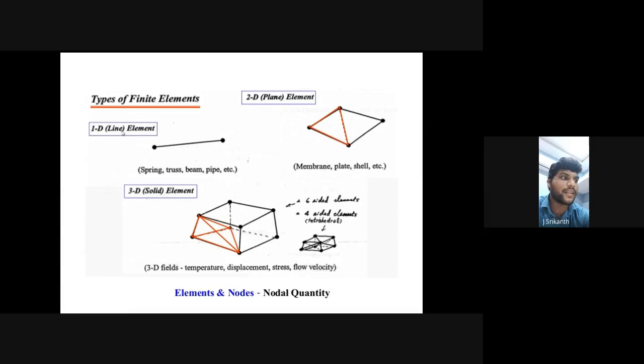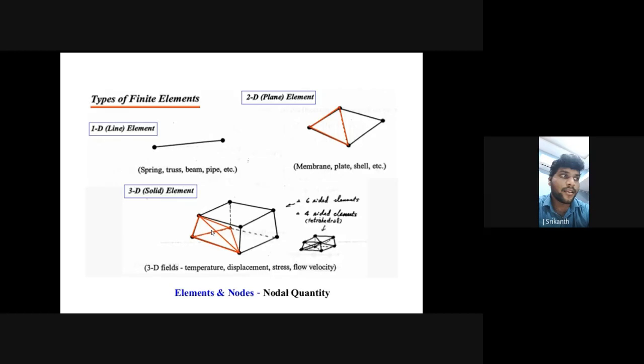That means one dimensional. And then two dimensional, that is plane. Two dimensional means plane: x-axis and at the same time also y-axis. And then the third element, solid element. It will be including x-axis, y-axis, and z-axis.